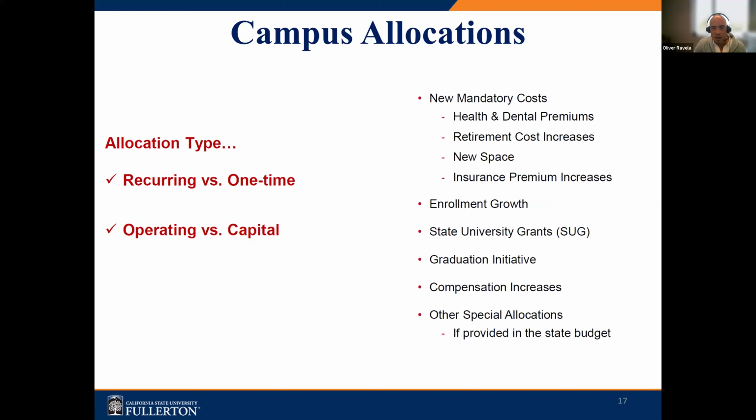But that runs counter to our policy of trying to help students graduate as quickly as they can. So in recognition of that, the system allocates additional resources to offset the loss of additional costs related to pursuing the graduation initiative. In addition, campuses are provided budget for negotiated compensation increases and for any specific earmarks that are included as part of the state budget.